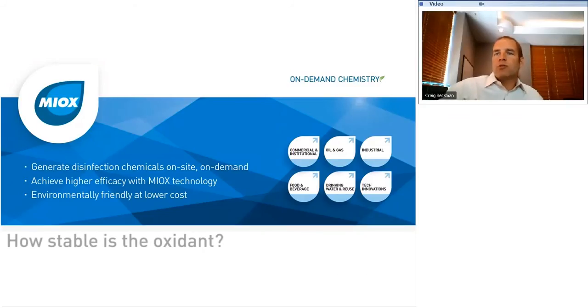Got a question: how stable is the oxidant? Good question, and I guess I'll answer it two ways. One, with the straight sodium hypochlorite product, our output will have no more or less stability than standard industrial bleach. We might have slightly better stability because we're at a lower concentration.